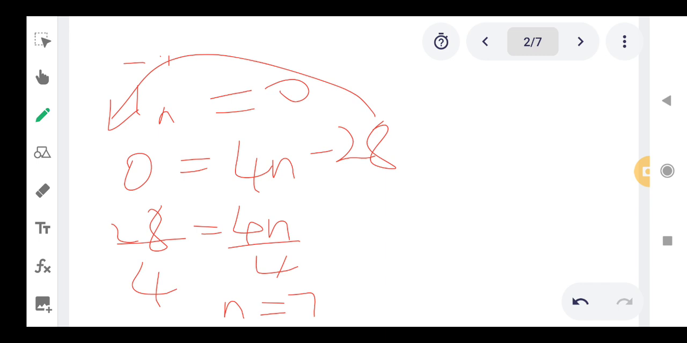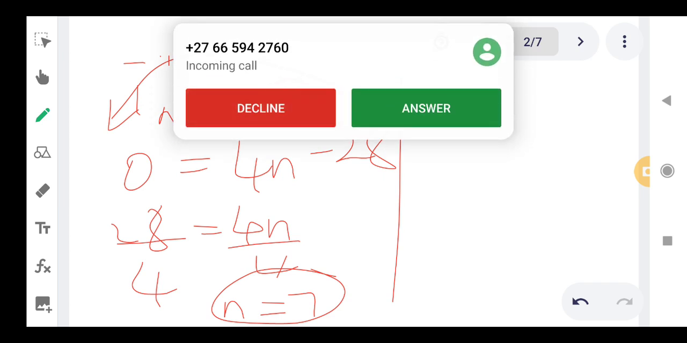Now guys, n equal to 7 is not the smallest value that we can get. This is the position of the smallest term that we can get. You get what I'm saying here? This is the position of the smallest term. Now let's get the smallest term.